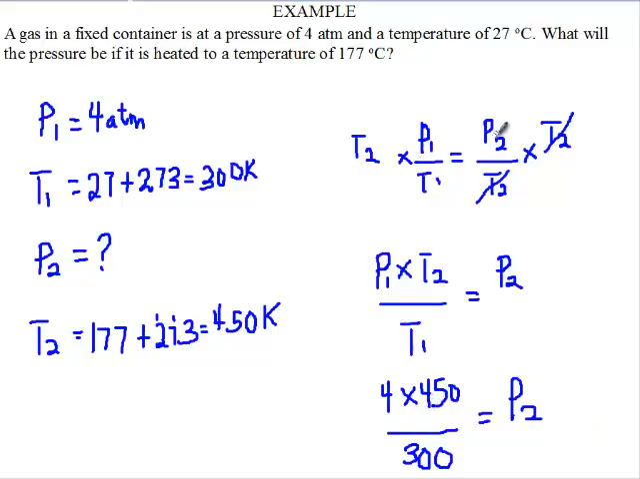Now we've arrived at this. We made P2 the subject of the equation. P1 over T1 is equal to P2 over T2. We made P2, the final pressure, the subject, and this is what we got. We've replaced the variables with their exact values. Now what we do is multiply 4 by 450, and whatever we get, we are going to divide by 300, and that is going to give us 6 atm. That is our final pressure.